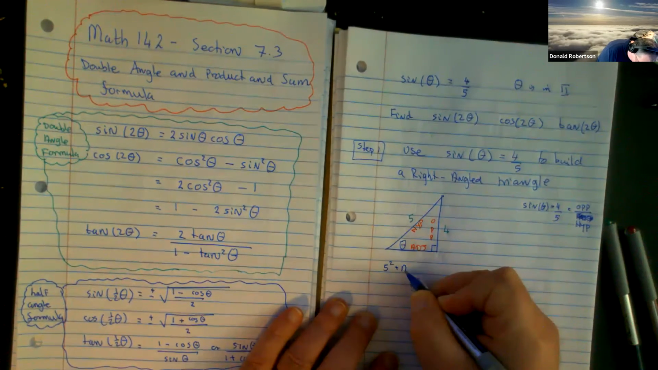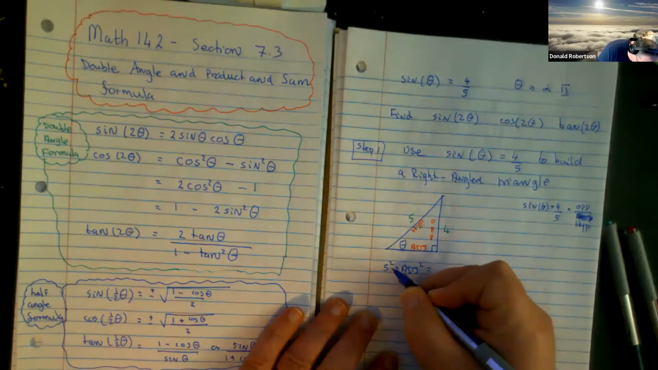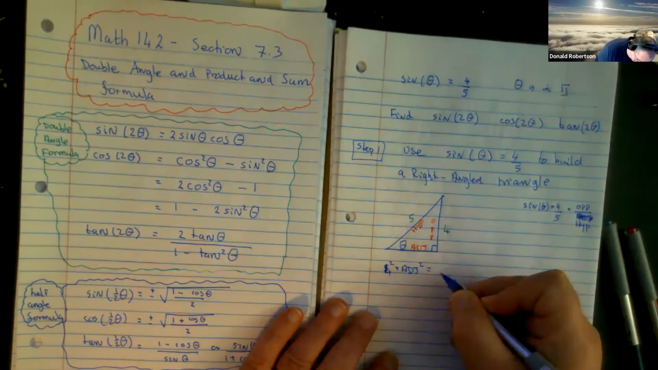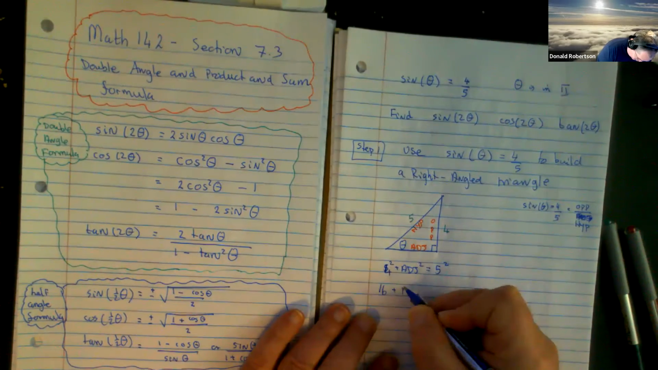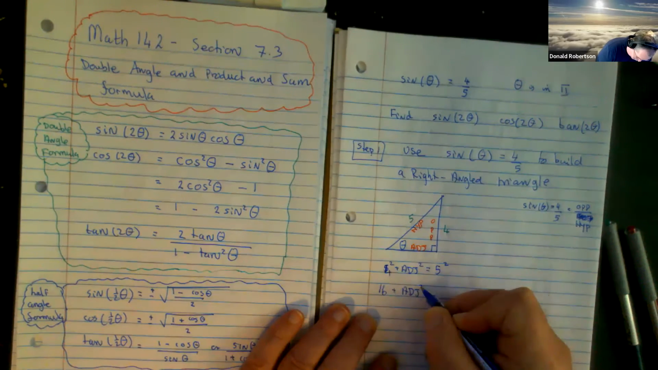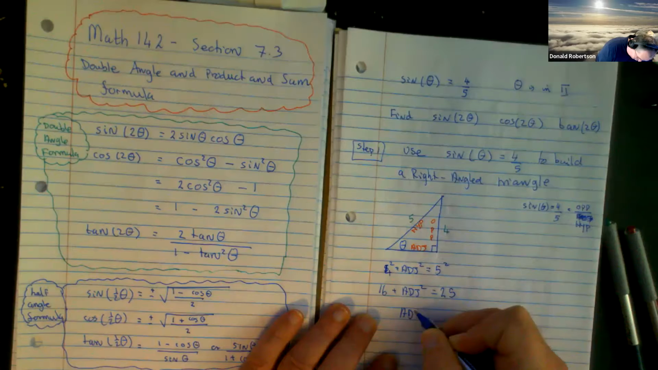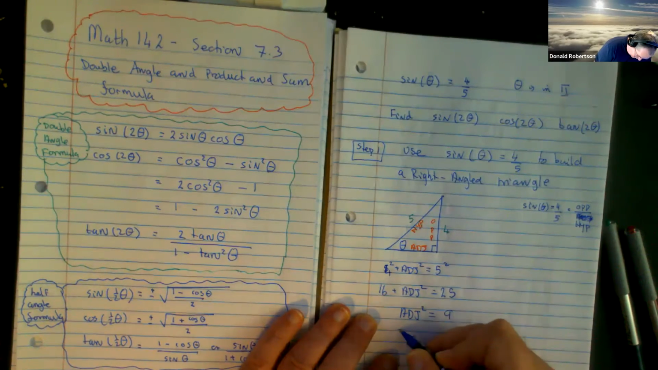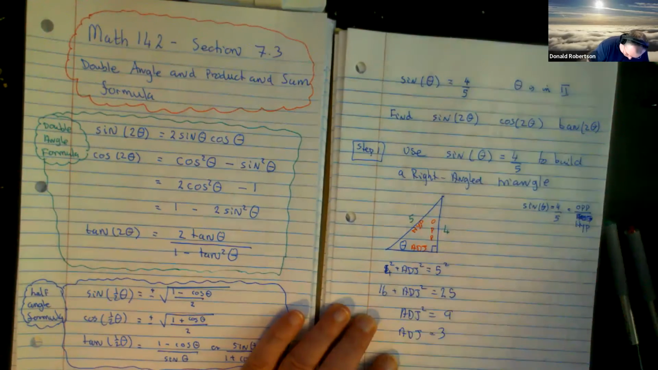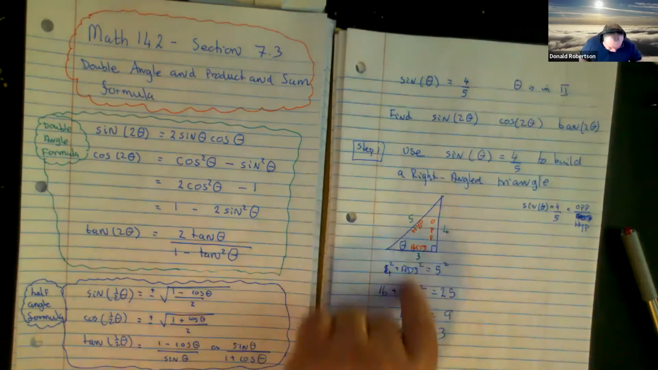4 squared plus adjacent squared equals 5 squared. 16 plus the adjacent squared is 25. The adjacent squared, 16 away, gets you 9. And so the adjacent is 3. We'll continue this in a minute.